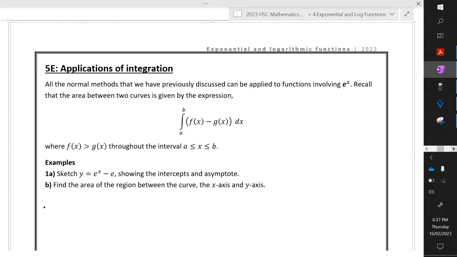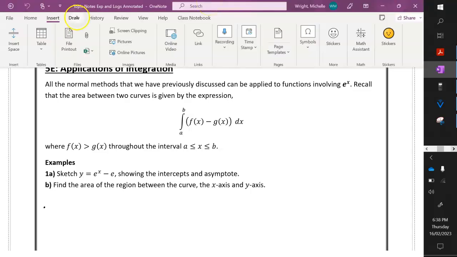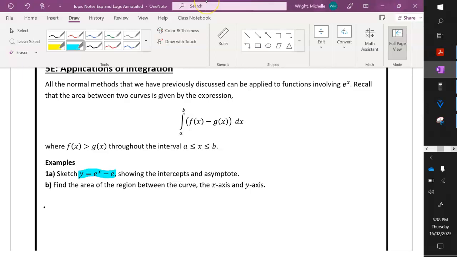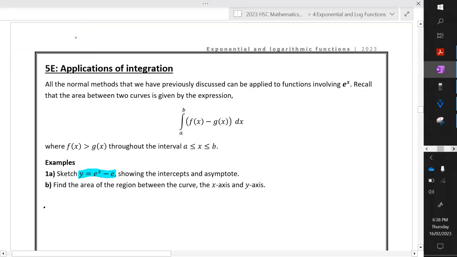This example is already put together, and our curves are e to the x and e. But what we want to do here is sketch y equals e to the x minus e, showing the intercepts and the asymptotes. Once we've done that, we're going to find the area of the region between the curve, the x-axis and the y-axis. But step one, let's have a look at that curve. I think that we as a class should be able to understand what that curve looks like without having to draw it to start with.